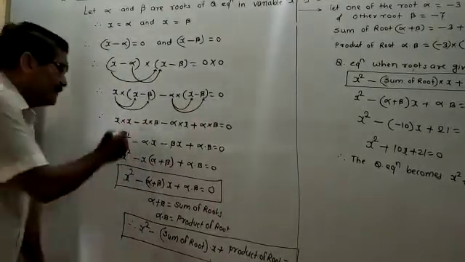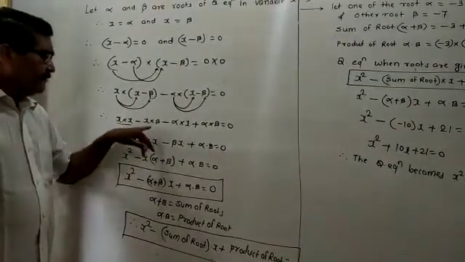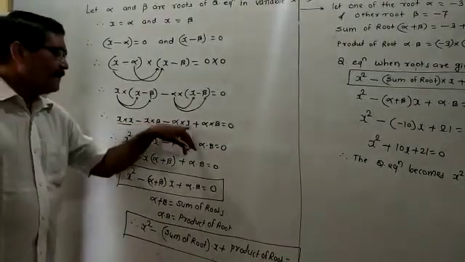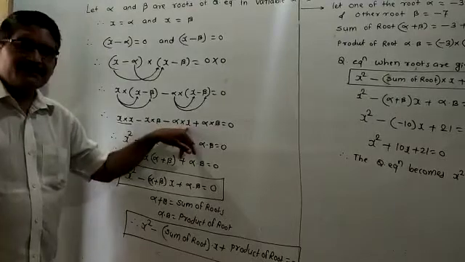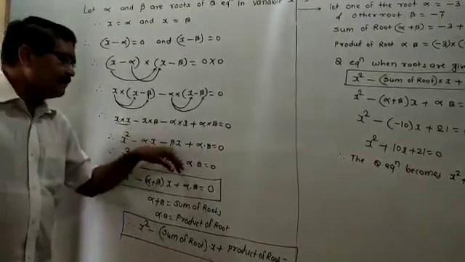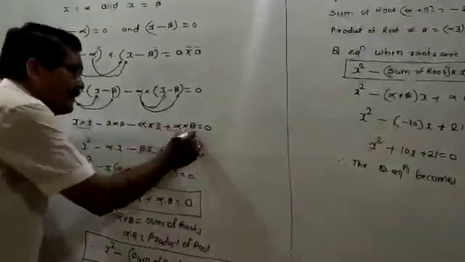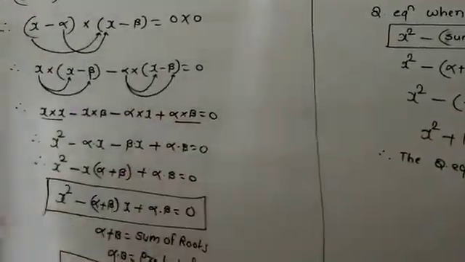x multiplied by x is equal to x square. You have to write here x square. x multiplied by beta, and alpha multiplied by x. So you have to write the term of alpha first, alpha into x, and after that the term of beta, beta into x, plus sign as it is, alpha into beta as it is. You have to write: x square minus alpha x minus beta x plus alpha beta is equal to 0.